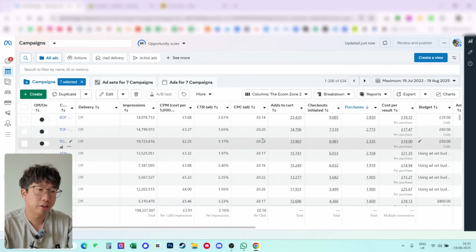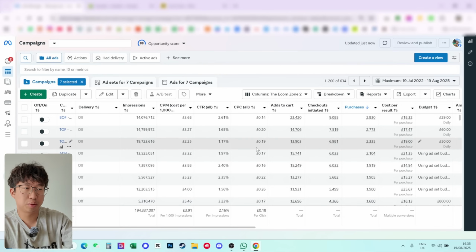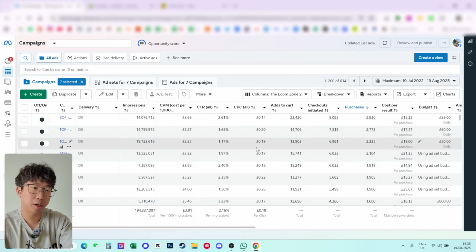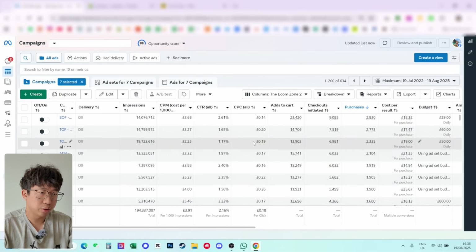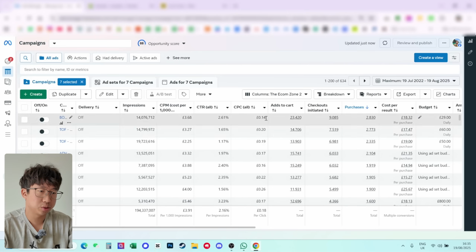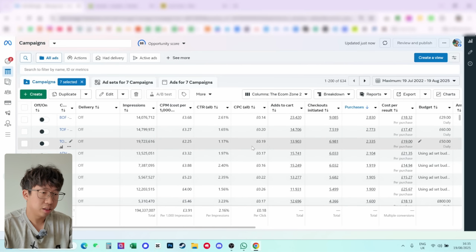So not too much higher, but to be fair, just because it's 5p higher, in the grand scheme of things, that is quite a bit more. That's like what, 30% more. So yeah, even though it seems cheap, it's actually more expensive, way more expensive. So yeah, that's something to look out for.